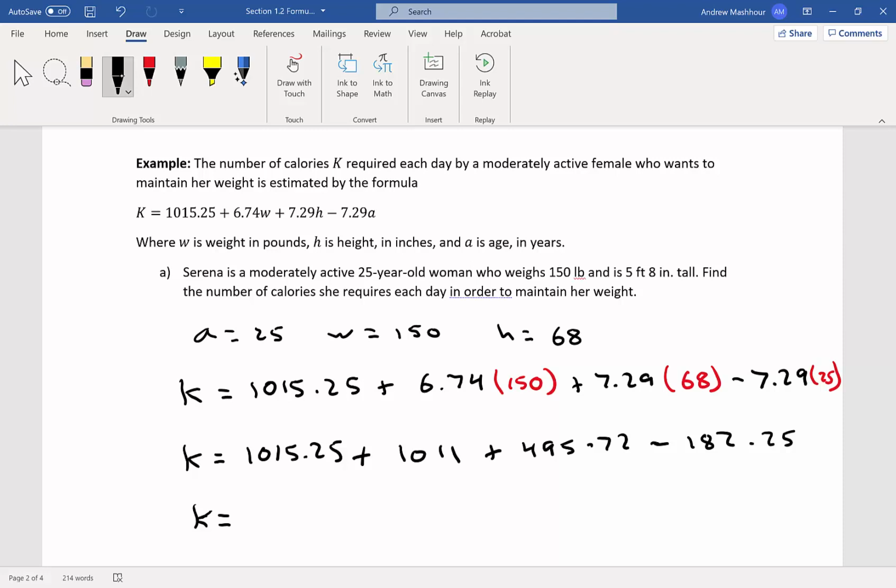So you have that 1015.25 plus 1011 plus 495.72 and then minus 182.25. Okay, we get 2,339.72. Now, this is the amount of calories that Serena needs to eat each day in order to maintain her weight.